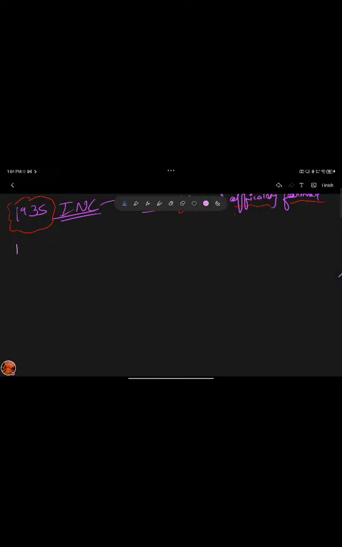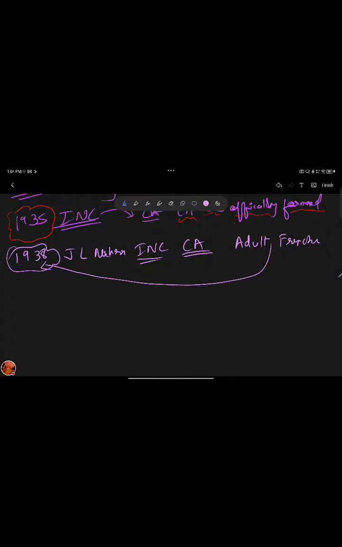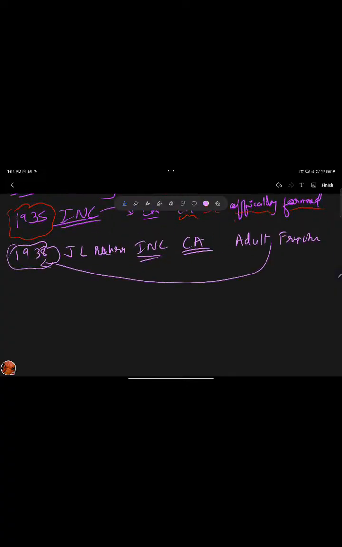Now let's talk about 1938. Jawaharlal Nehru officially joined the Indian National Congress in their project of making a constituent assembly, and in this they asked for adult franchise. So adult franchise was asked in 1938, and this is not universal. Okay, so this is only adult franchise.